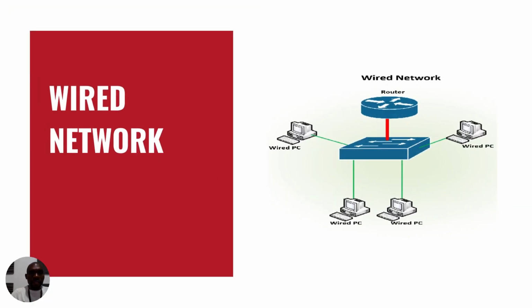Now, let's look at an example of a wired network. We have a wired network here, whereby we have a router. Then on this router, we see that there are cables from the router connected to computers. We have 1, 2, 3, 4 computers. So this is a wired network whereby a router is connected to different computers using cables.